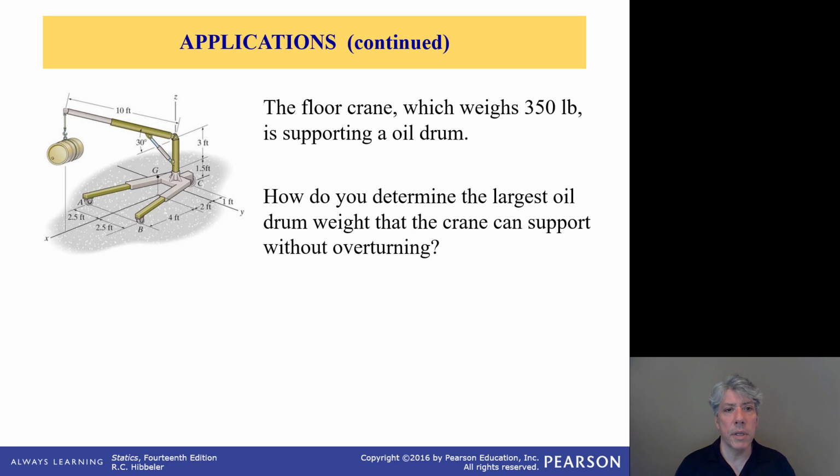Here's an example of something that looks kind of like an engine hoist or a floor crane. More generally, it's being used to raise a barrel that apparently weighs 350 pounds. Hopefully you realize that at some point you might load this crane where it doesn't fail by the material failing, but fails by tipping. It could be that the barrel's heavy enough that it will offset the weight of the crane and pivot about the line formed by AB.